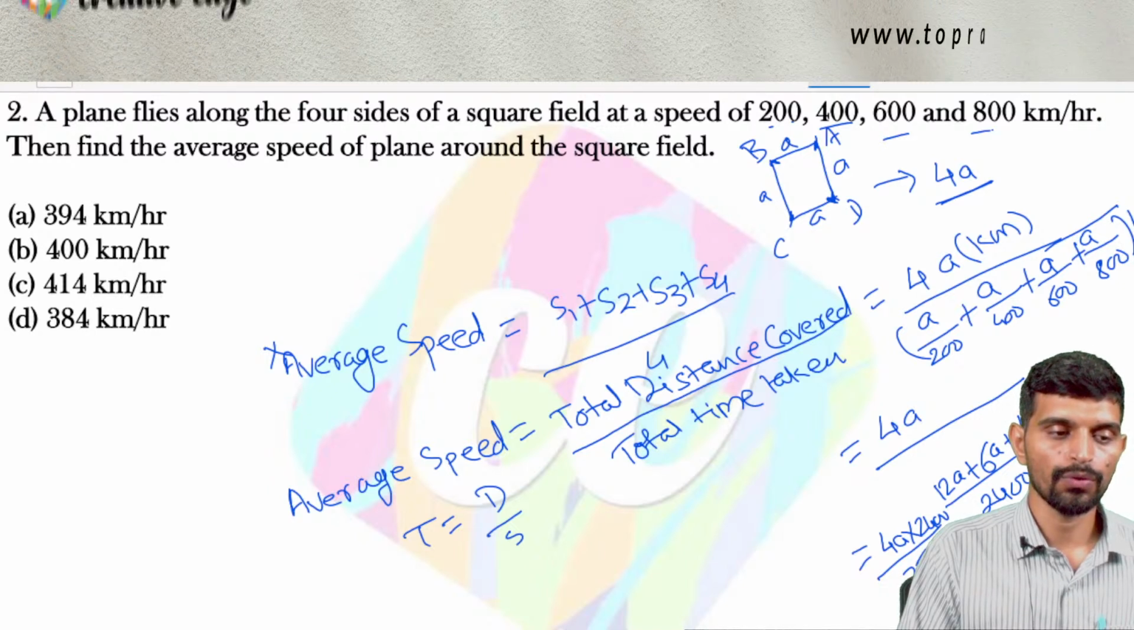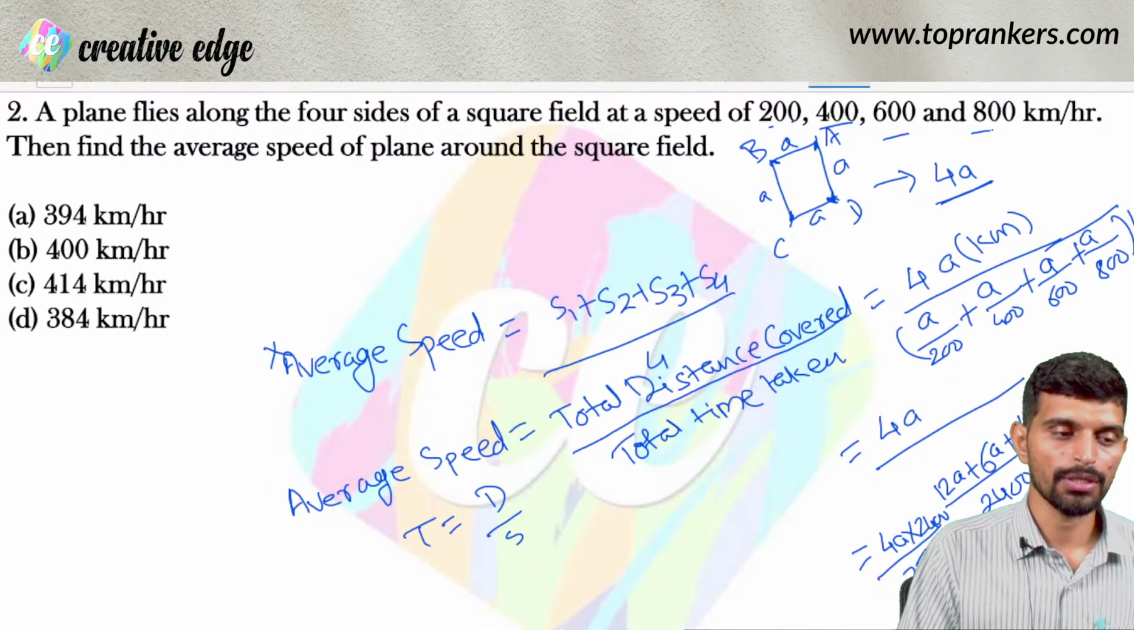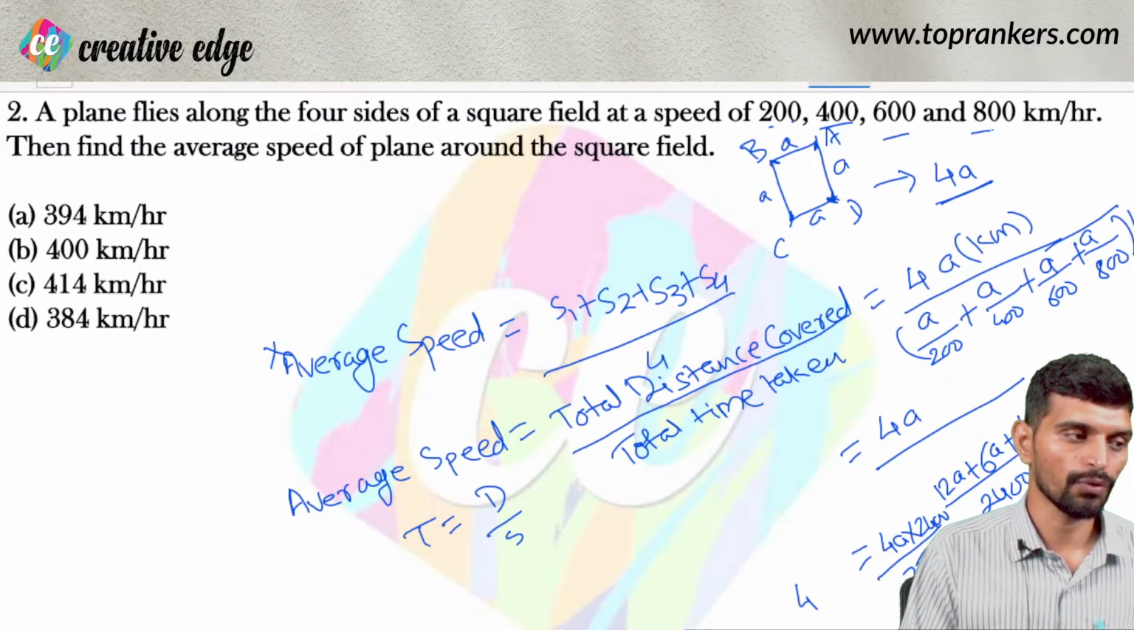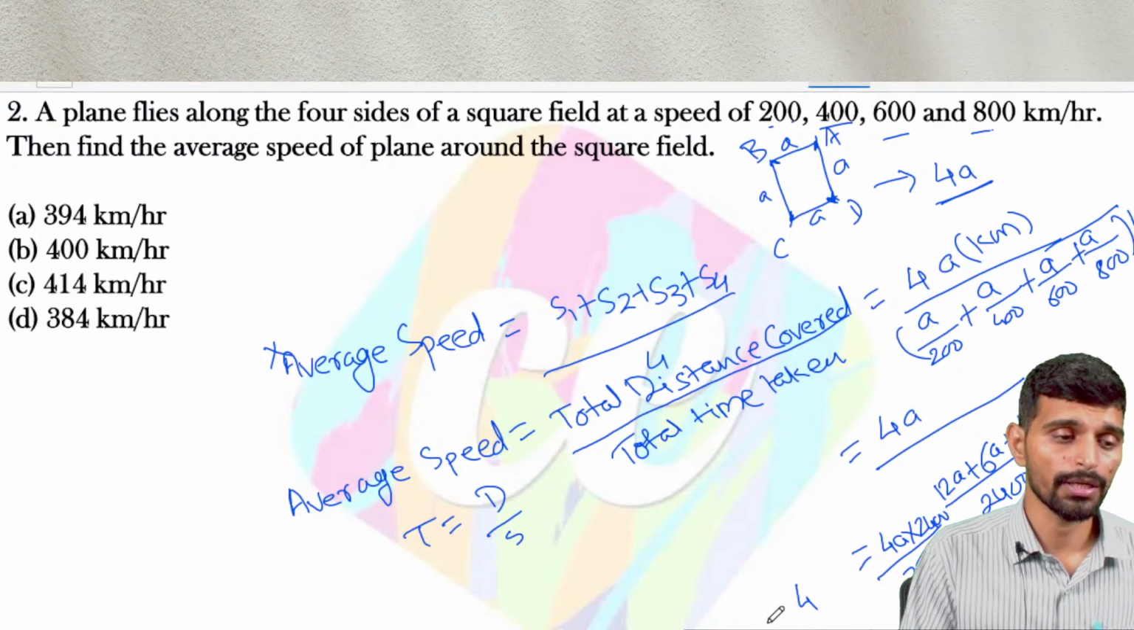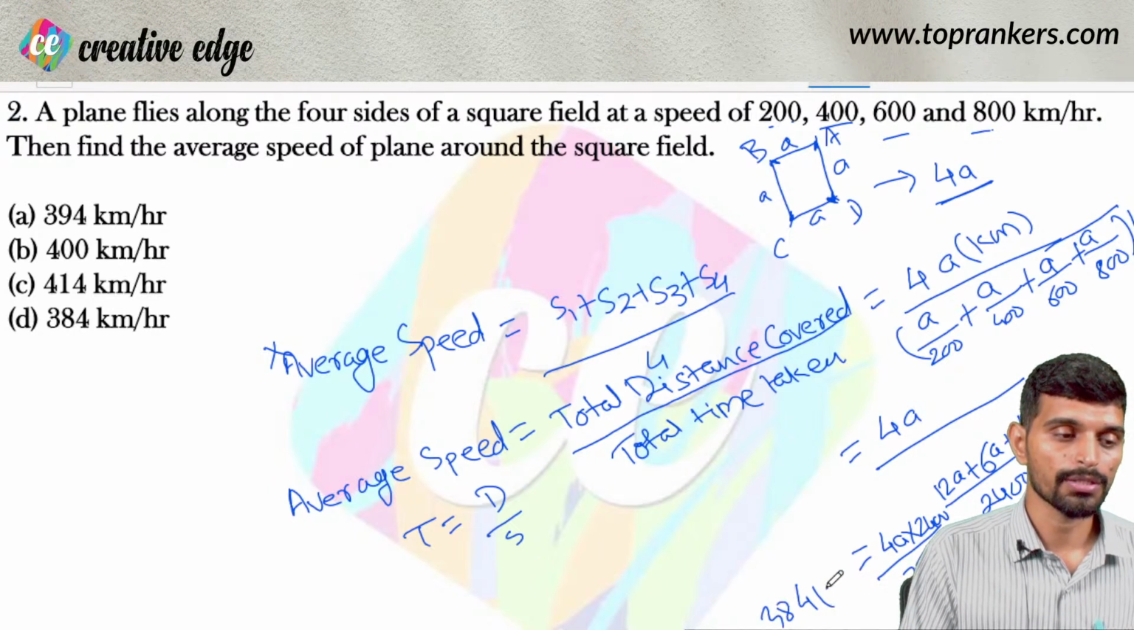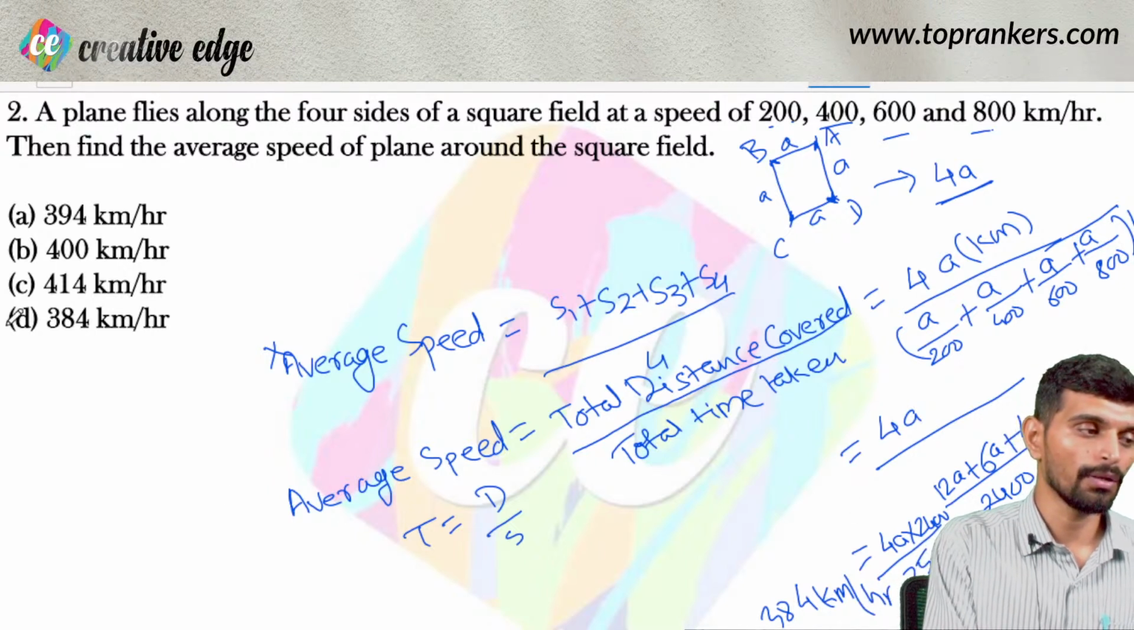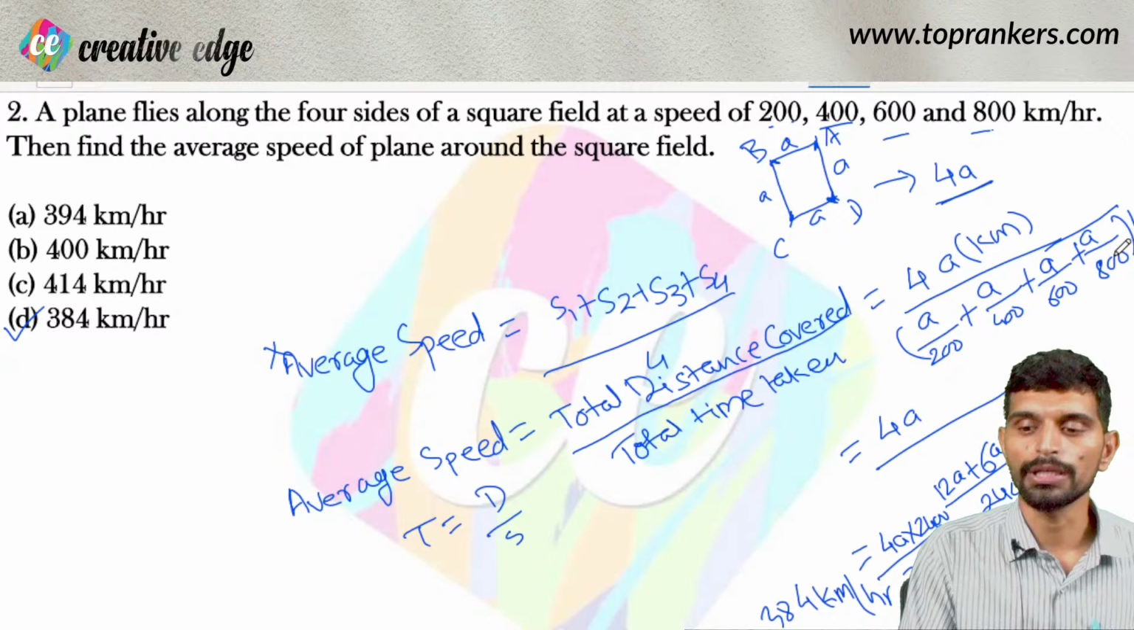So this is 4 into 4, 16, 16 into 24. So 16 4s are 64. Carry over is 6. 16 2s are 32 plus 6, 38. So our speed should be 384 km per hour. That will be answer option D.